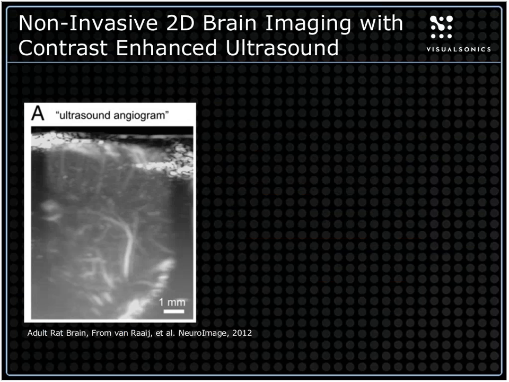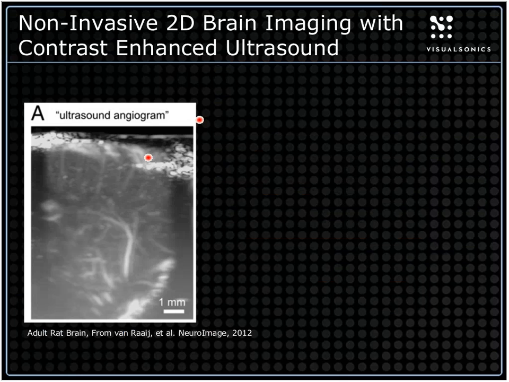We can take this a step further and really work with the contrast in order to measure differences in, say, blood volume and be a little bit more quantitative about this kind of data. This is some work that was done by Martin Van Raj at Sunnybrook Research Institute, where they used contrast to generate what they call an ultrasound angiogram here. They did this in a rat, and a craniotomy here was required.